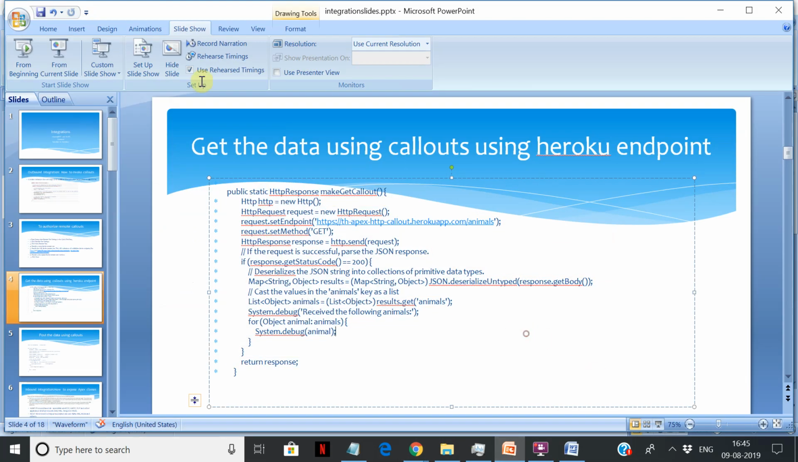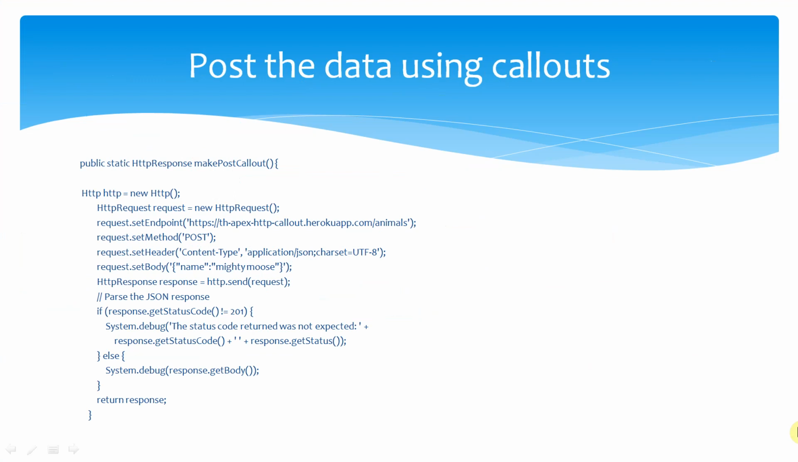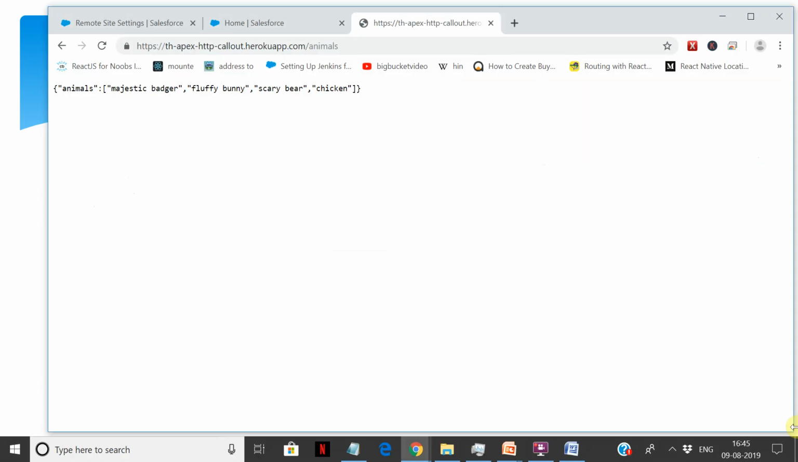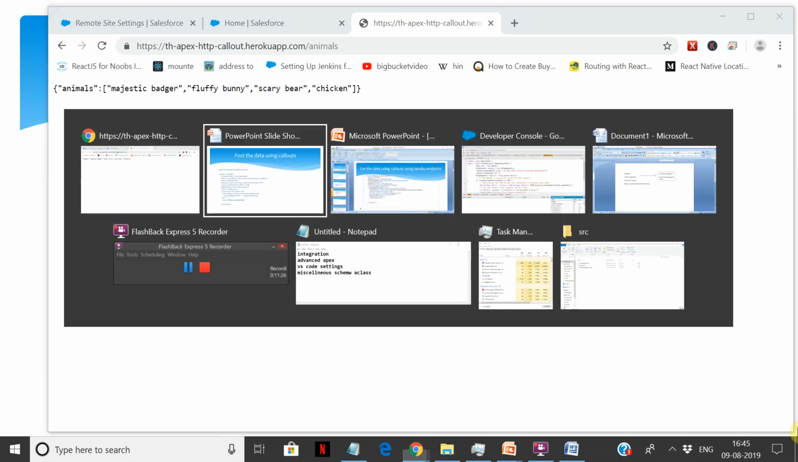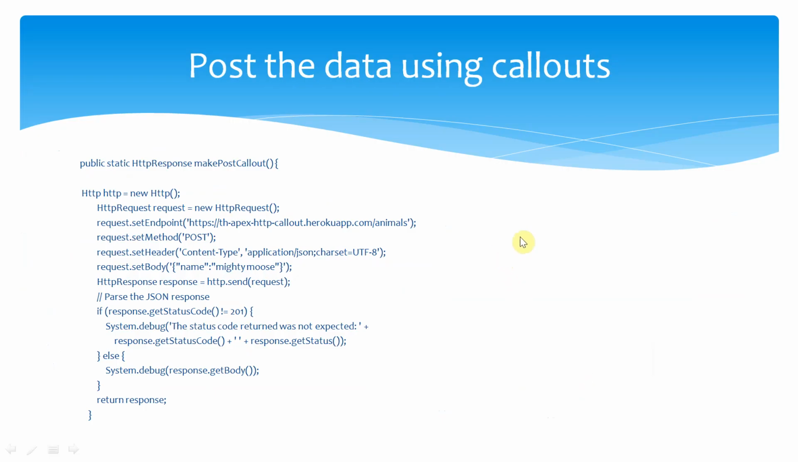Similarly, the next thing that we can see here, this is a simple way to call the data. You can also post data. To the same endpoint, Heroku also allows us to post data. Let's go back here and see what the data is: Majestic Badger, Fluffy Bunny, Scary Bear and Chicken, right? Again, it gives you a mock callout to post data. First was to get the data, second is to post data.